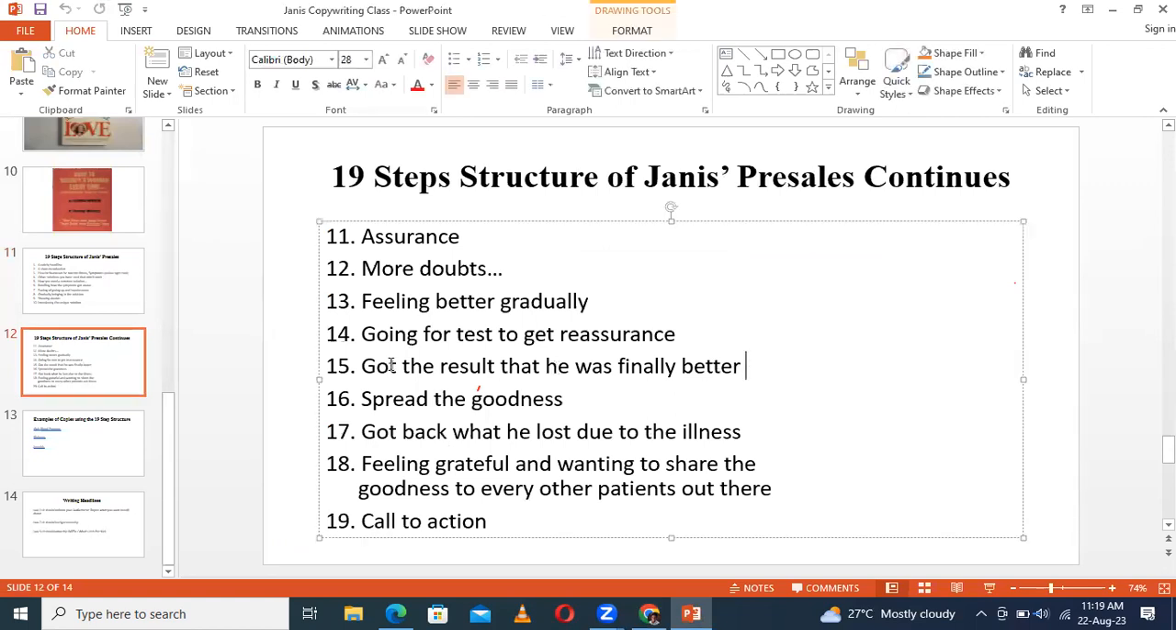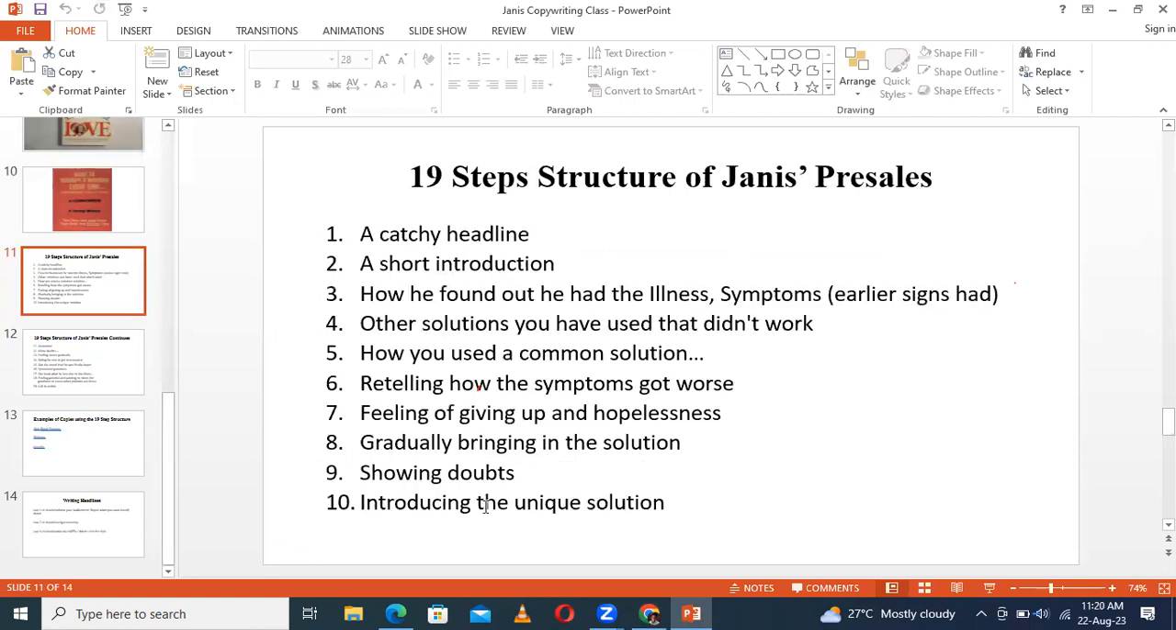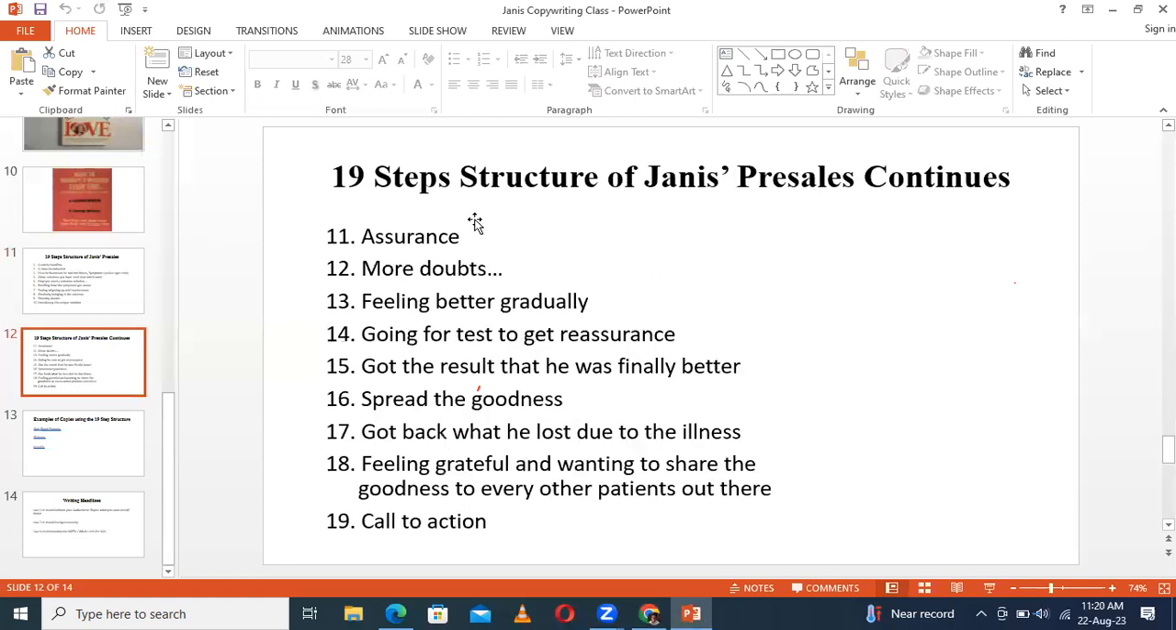Why? Who can tell me why I skipped number 14? Going for test for reassurance. You know, for the diabetes example I showed you, they went for test. High blood pressure, they also went for test. But who can tell me why she didn't go for test? I'm in number 15 now. So let me tell you why I did. I introduced the unique solution by talking about the method in the video that helps reverse arthritis. And then she was not getting better on time. My sister kept encouraging her, keep using it, keep using it. Do you understand? Then I skipped more doubt.